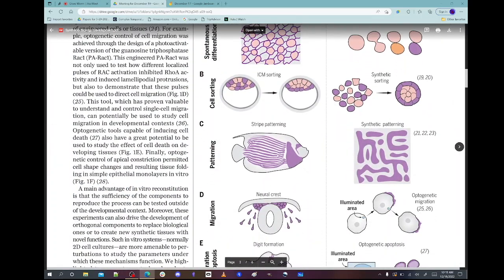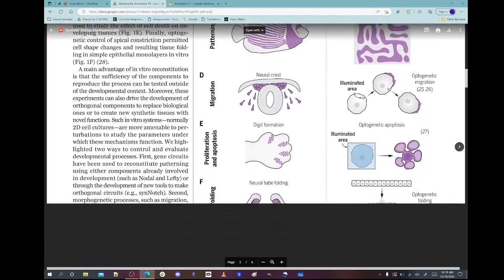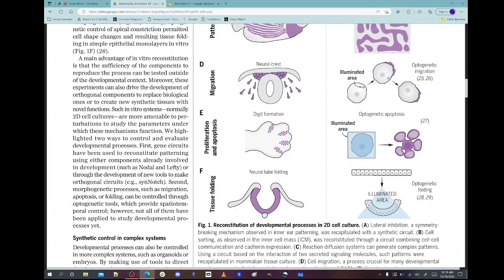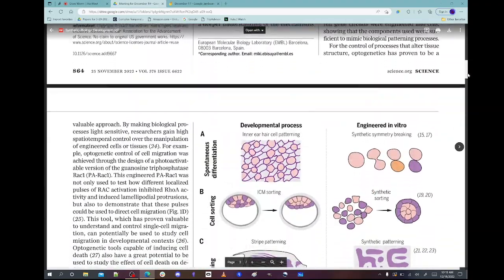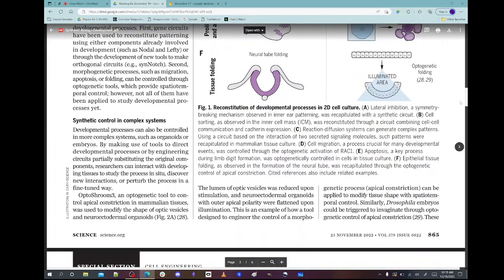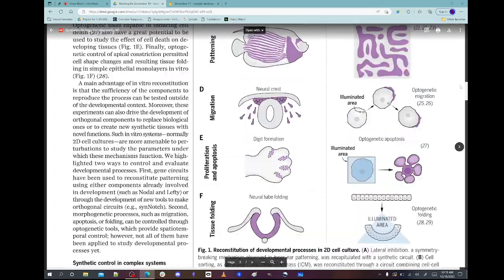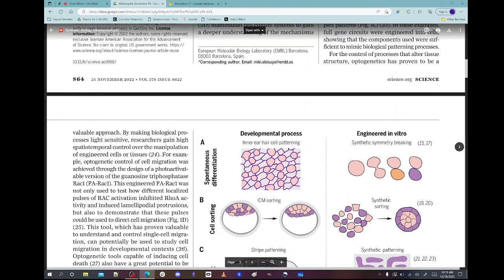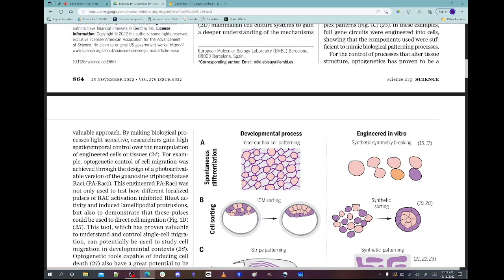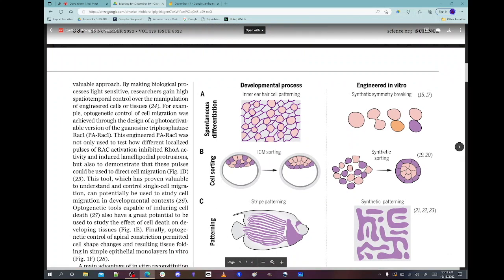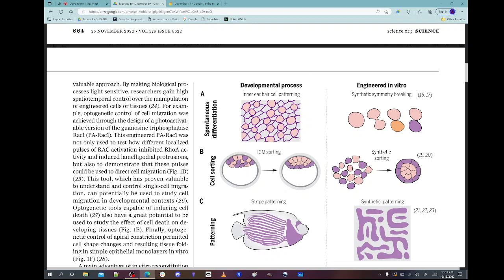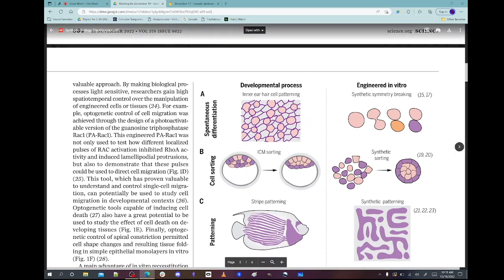So this is the figure that I wanted to show. This is a nice figure that kind of goes over a lot of these sorts of things in 2D cell culture. So this is an example of some of these different mechanisms and how they're replicated. A is lateral inhibition, a symmetry breaking mechanism in inner ear patterning. So this is an example where you have a two-dimensional cell culture. You have these two different cell states and you have pattern formation. This is a synthetic symmetry breaking engineered in vitro, so this is outside of the context, again, of the organism, of the body. And you can see that there's symmetry breaking here where a cell divides and you get a different state in the daughter cells.